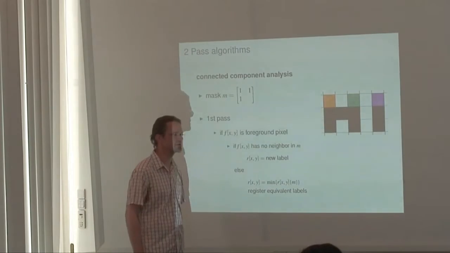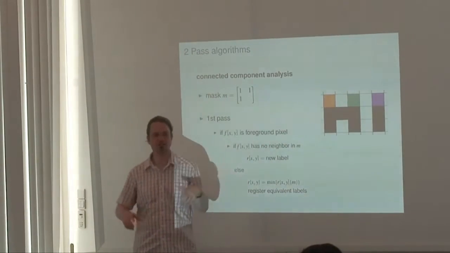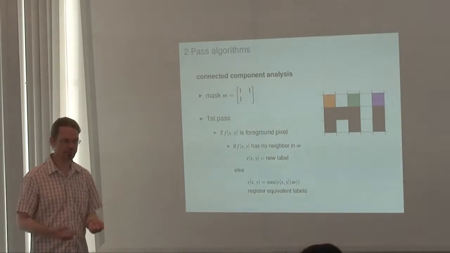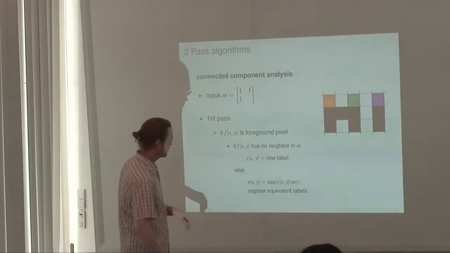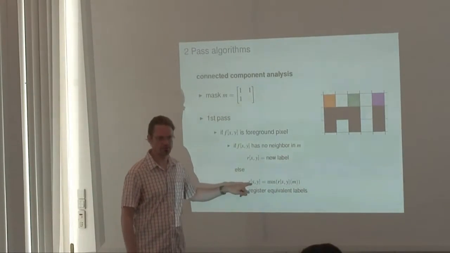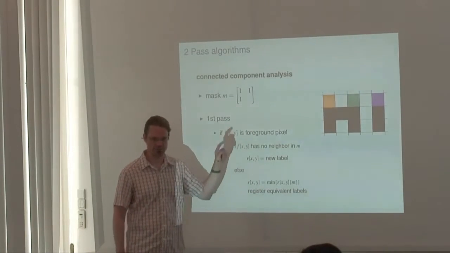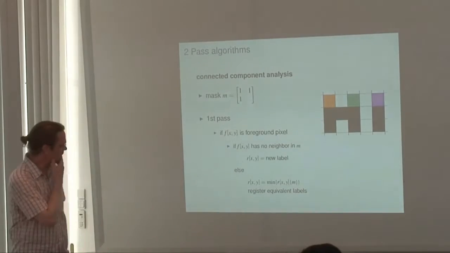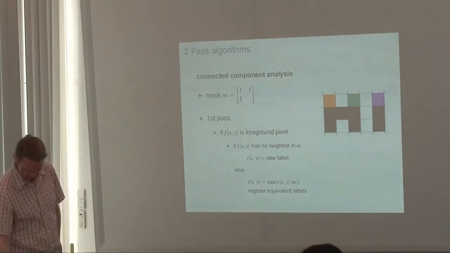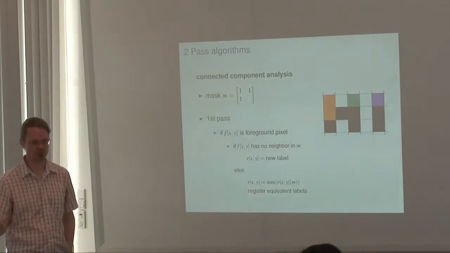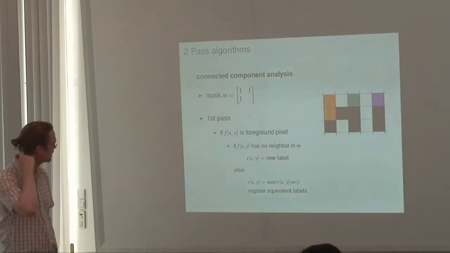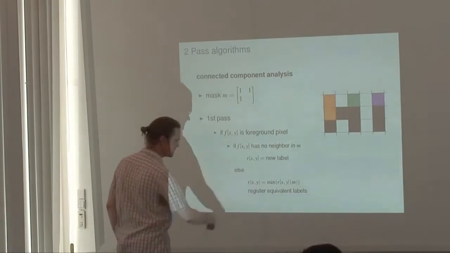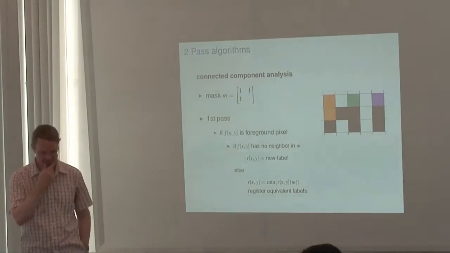I could have been more precise here. 2 of them are background, we don't count those, but 1 of them has a label already. So in a sense, we look for the smallest label in this neighborhood defined by the mask. The smallest label in that neighborhood is, of course, the orange one, like label 1. And then it says register equivalent labels. Let's see what that means in a second.